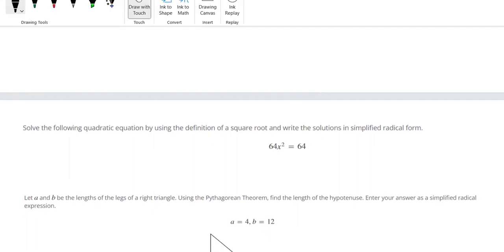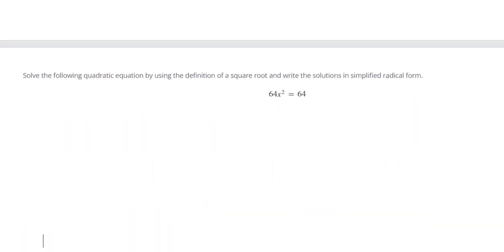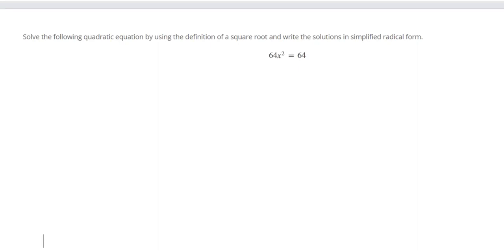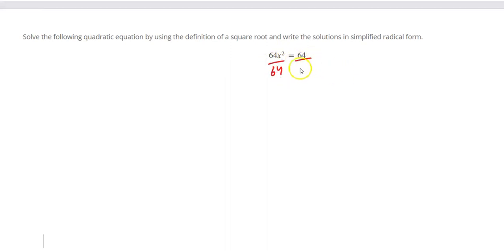Okay, let me come over here. You can see some of the other ones that we're going to be doing. Let me scroll down here. Very simple one on this one. Let's look at this. We've got 64x squared equals 64. We need to get the x squared by itself. That's how I do it. So let's do that real quick. Let's take this 64 and divide it off, getting the x squared by itself. Once we do that, we're going to be left with x squared equals 1.